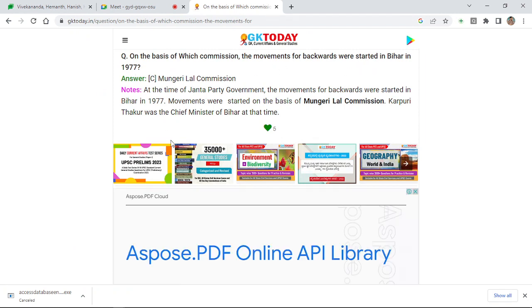At the time of Janata Party, the movements for the backward were started in 1997. Movements were started on the basis of Munger Lal Commission.